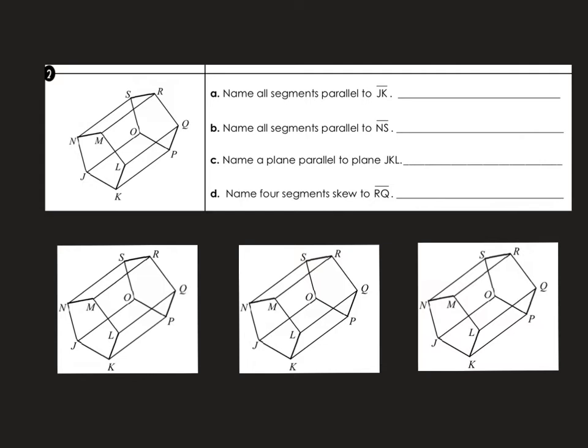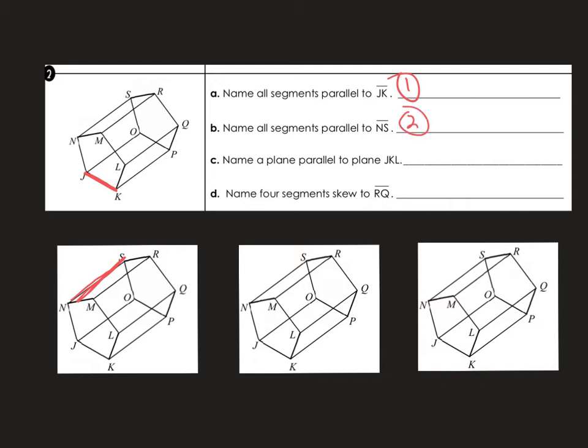For this next section, you don't need to copy the picture. I just need you to answer all of the questions. First, name all the segments parallel to JK. Let's go find JK. Here it is, running diagonally along the bottom. So who is sharing a similar plane and running a similar way? There's only one answer here. The next one is name all the segments parallel to NS. We've got NS running back and forth like this. There are 4 answers. I'd like for you to come up with 2 of them.